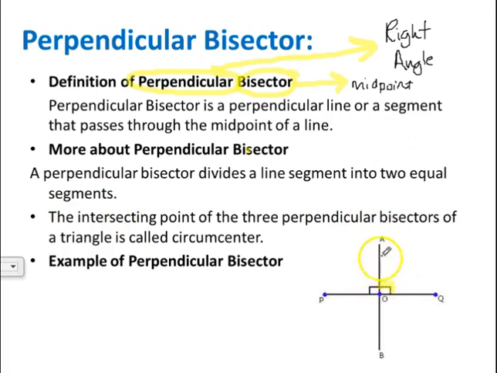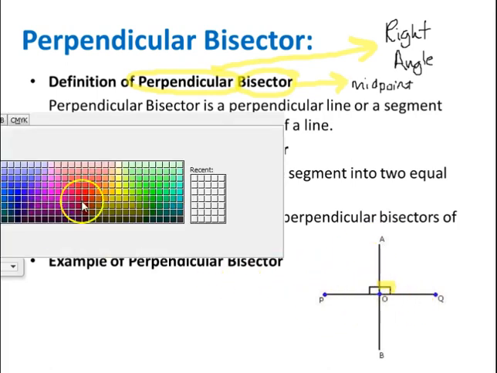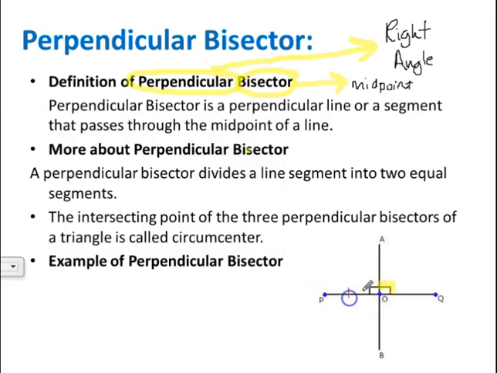So here would be an example of a perpendicular bisector. So here, segment PQ is perpendicularly bisected by line AB. Not only does it divide it into two equal parts, but it does it at a right angle. These two segments would be congruent.